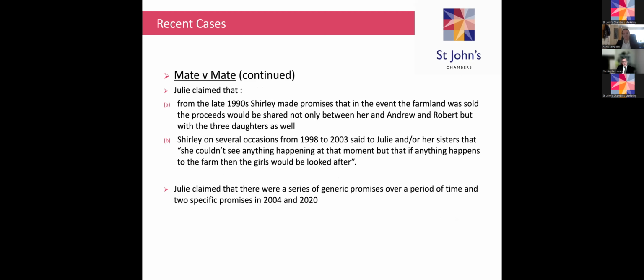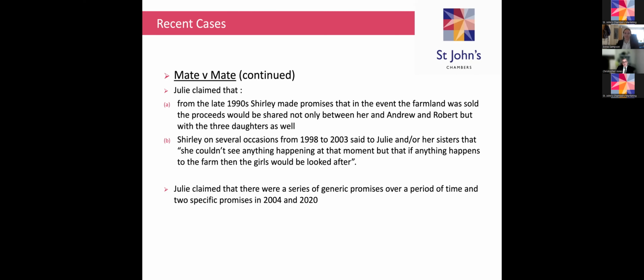So Julie said that from the late 1990s onwards, Shirley had made promises to her that in the event that the farmland was sold, the proceeds would be shared, not just between her and the 2 sons, but also the 3 daughters. Julie said that Shirley had said on several occasions from 1998 to about 2003 that Julie and her sisters would benefit, and she couldn't see anything happening at the moment, but if anything happens to the farm, the girls would be, quote, looked after. And Julie said that there were a series of generic promises over a period of time, and 2 specific promises made in 2004 and 2020.